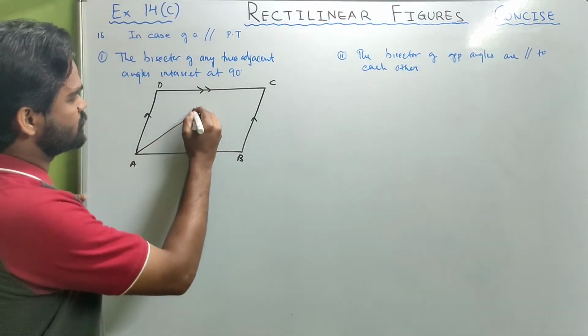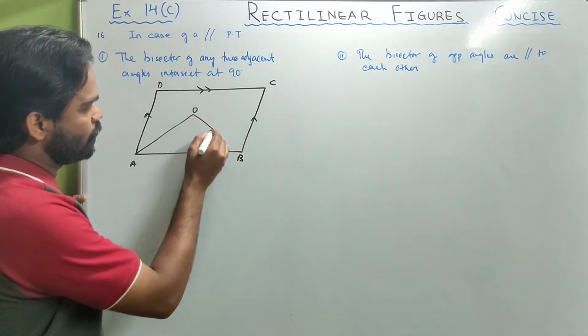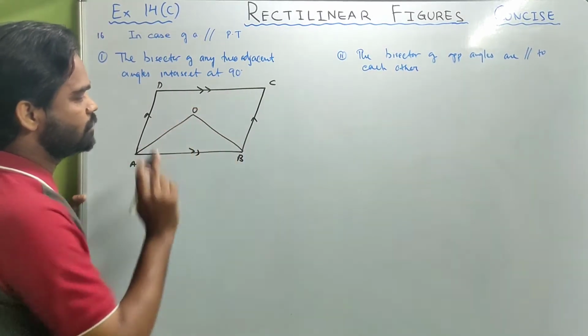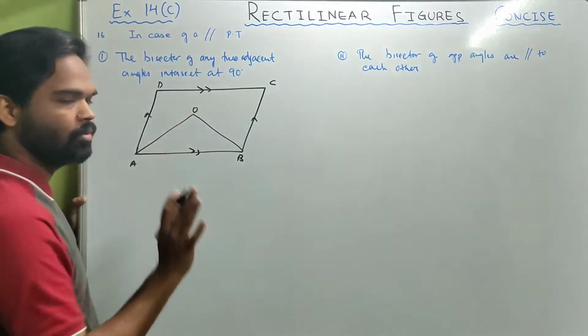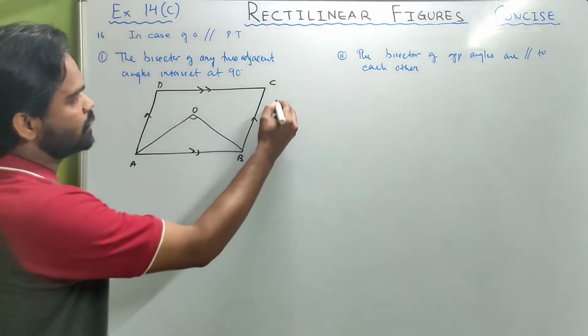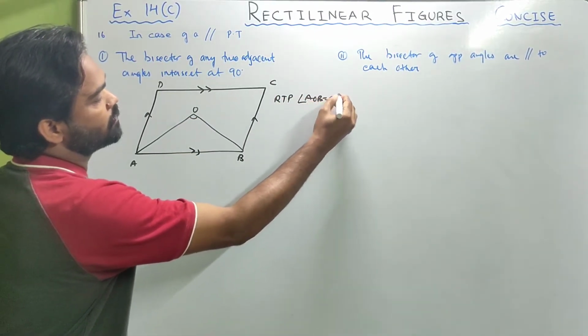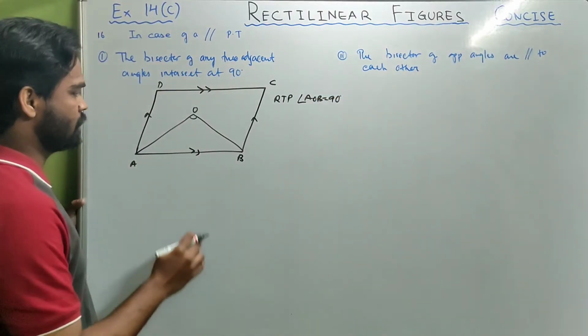Suppose AO is the bisector of angle A and the bisector of angle B is OB. They meet at O, definitely. We need to prove that angle AOB is 90 degrees. Very simple.